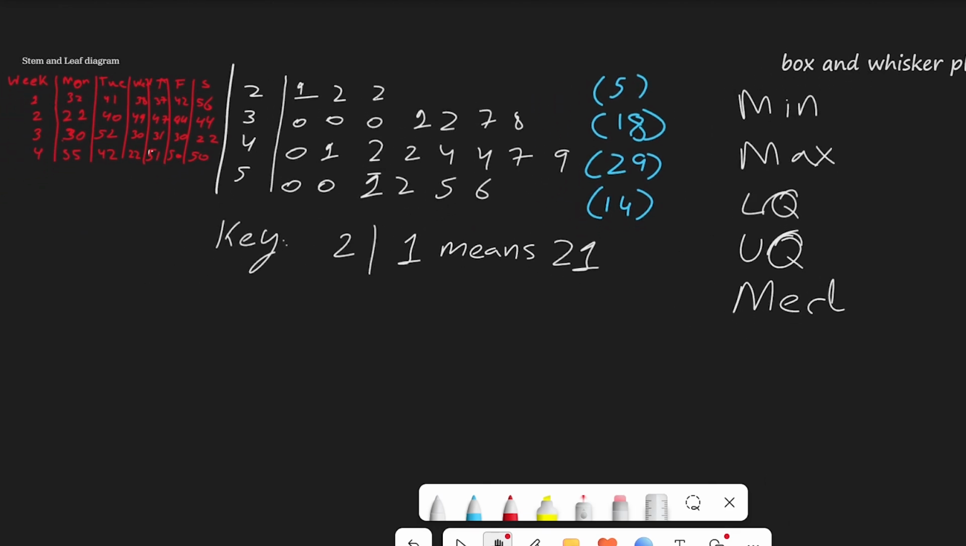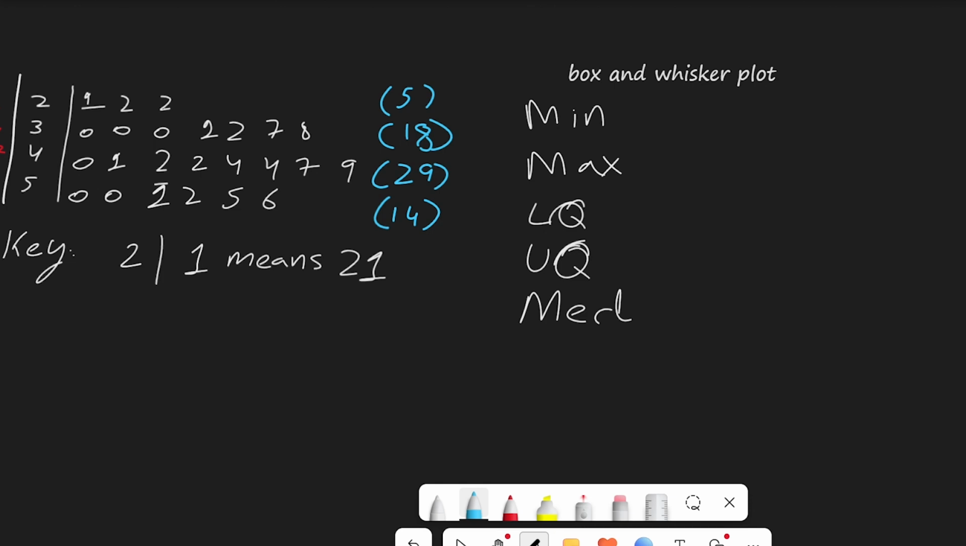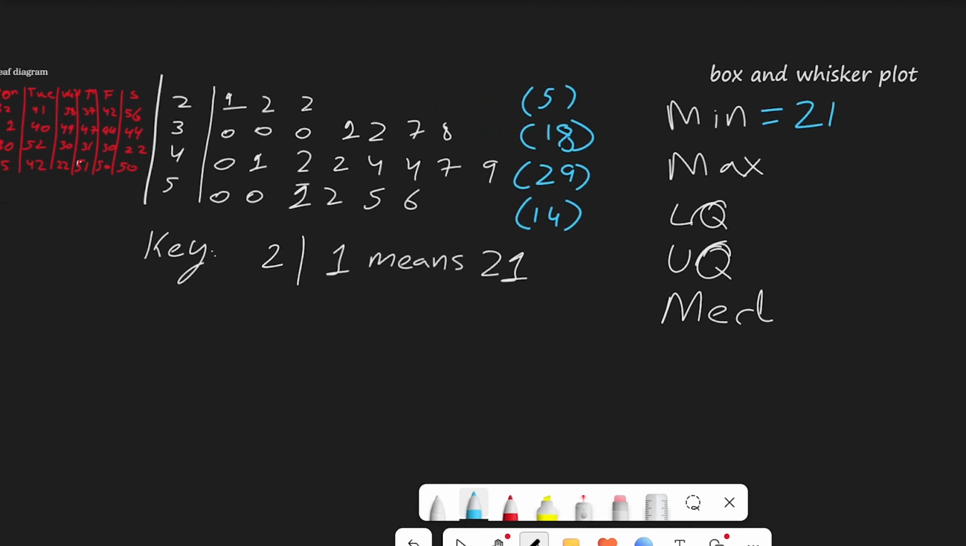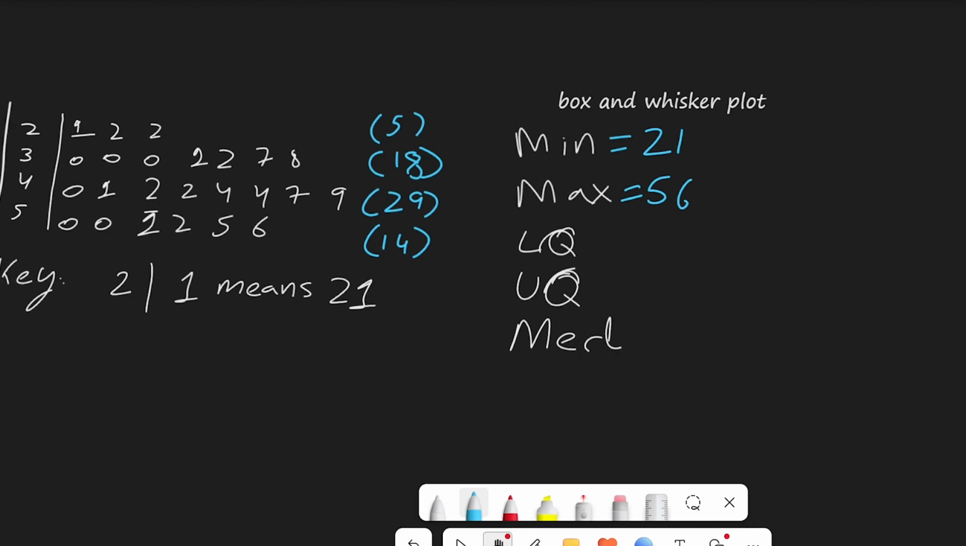So how do we calculate all these values from over here? We can see that the first value is 2 and then we have 1. That means 21 is the minimum value. Okay, minimum equals 21. Then we can also infer the maximum value from the last value, 5 and then 6. 56 is the maximum value. Okay, then we have the lower quartile.